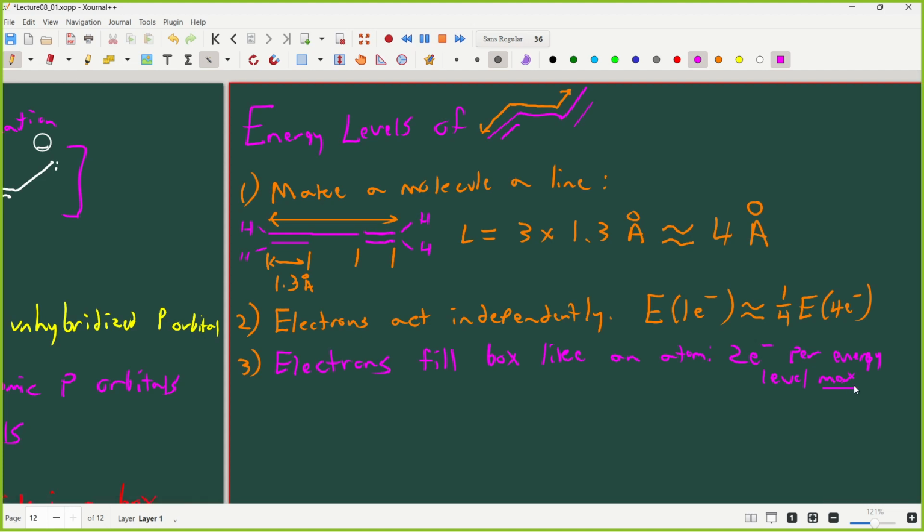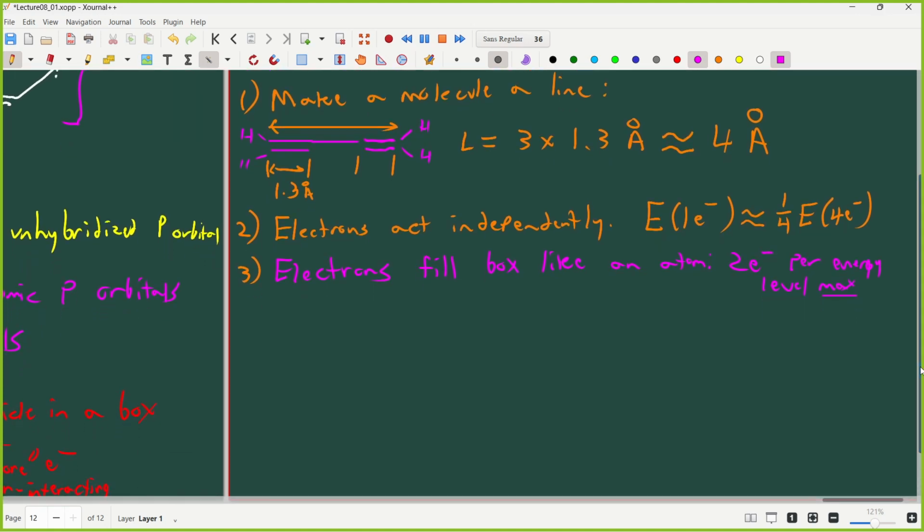Now this is not an assumption. This is just fact of life. This isn't really a simplification. This is just the way it works. Electrons have this property: you can only put 2 per energy level, 1 spin up and 1 spin down. We call that Pauli exclusion.